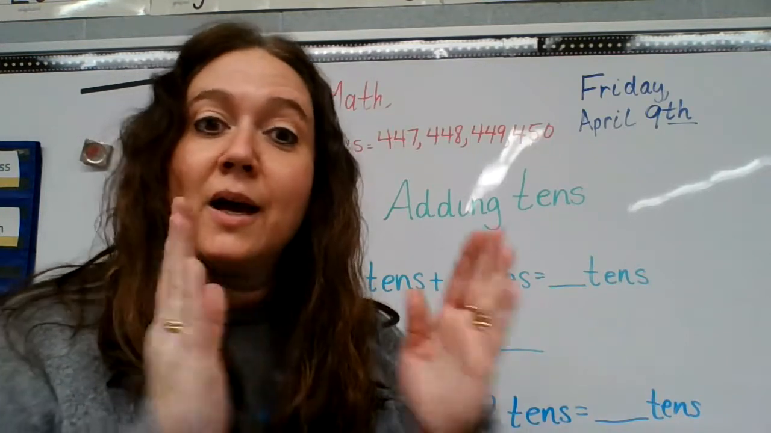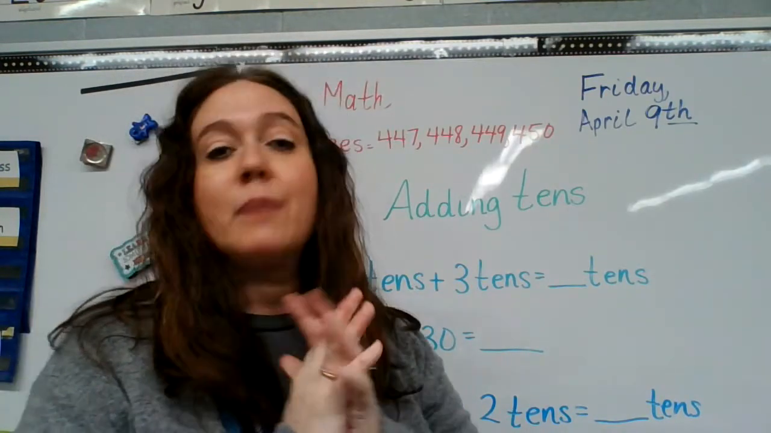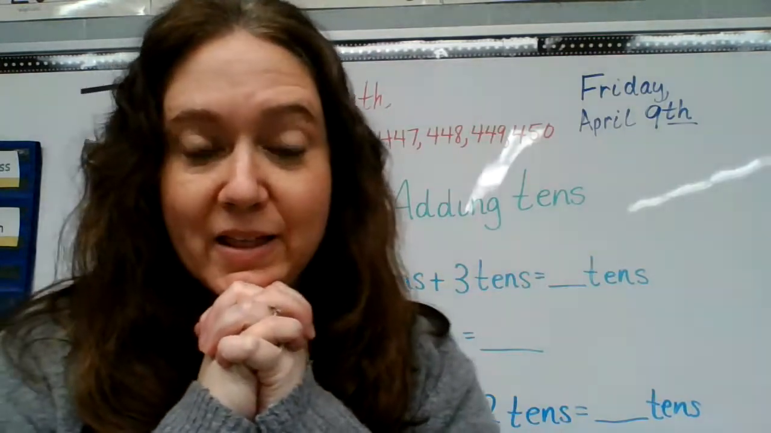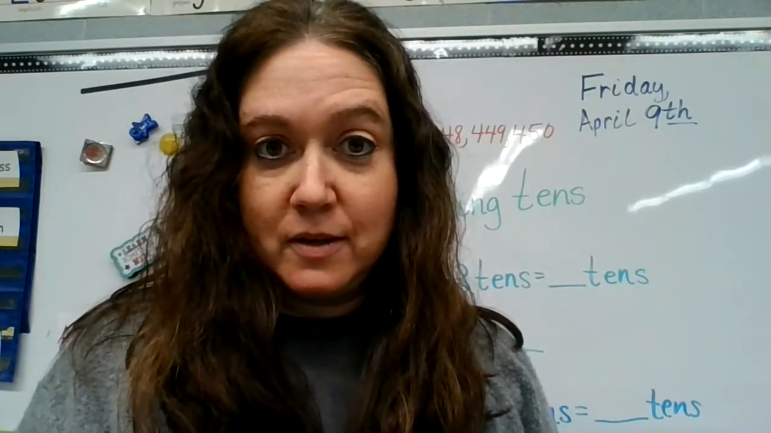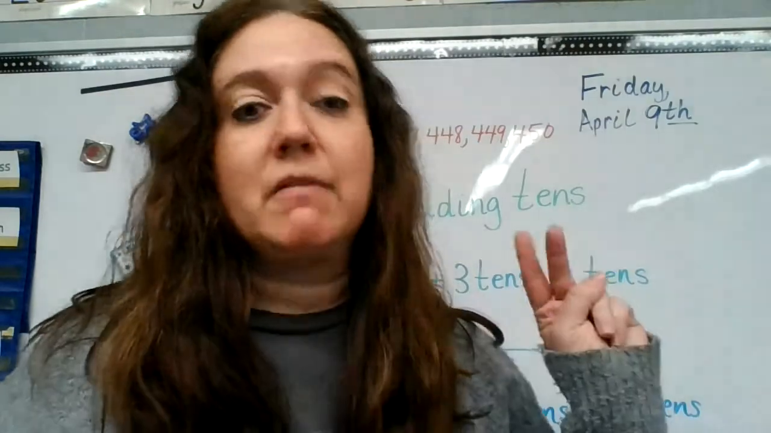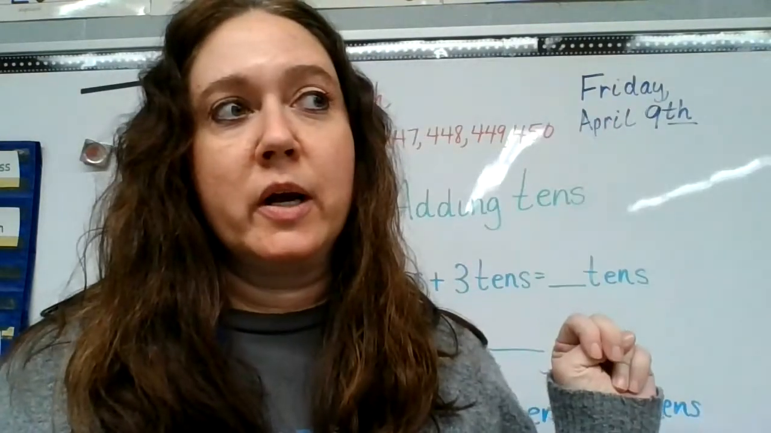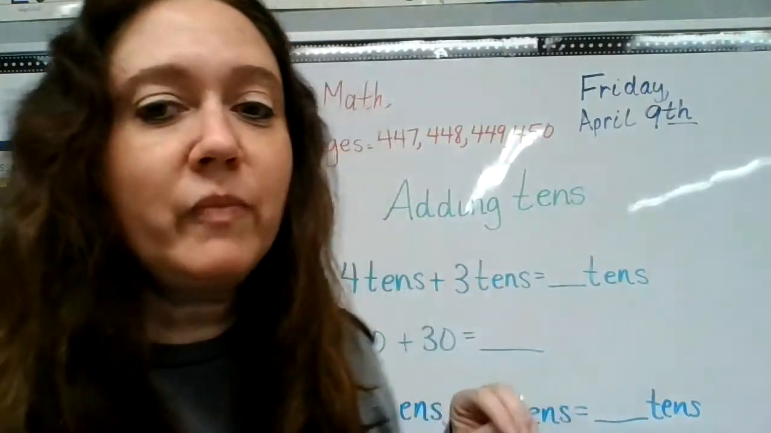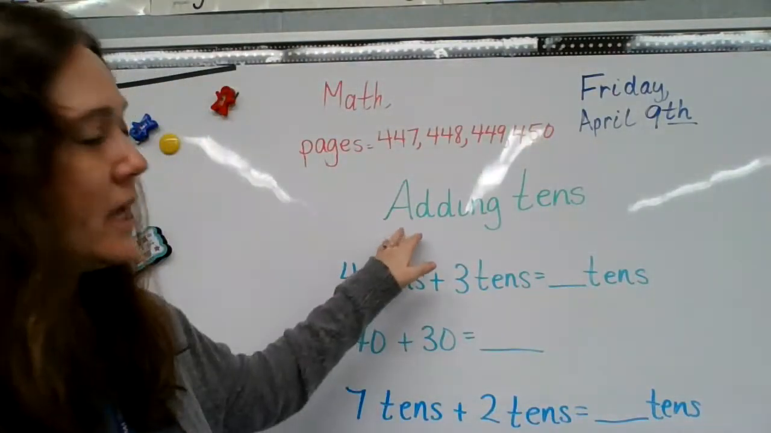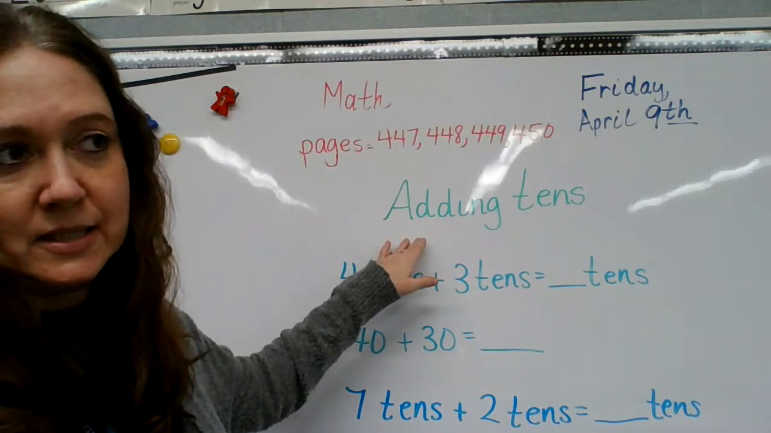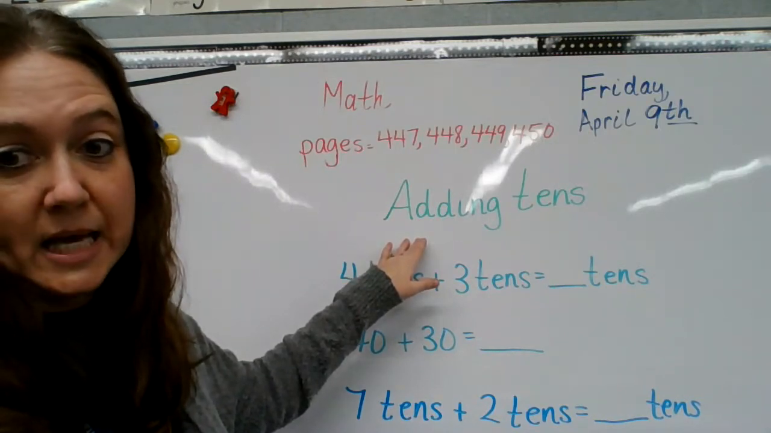Okay. We are starting a new chapter in math, chapter 6. And so we are going to start adding two-digit numbers. Two-digit number meaning like 22 or 71. So those mean two digits. So today we're just adding tens, adding with tens, okay?